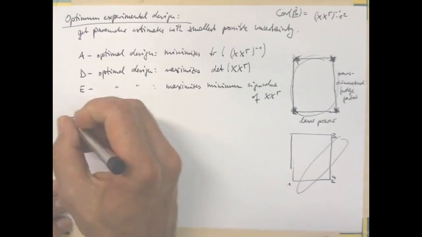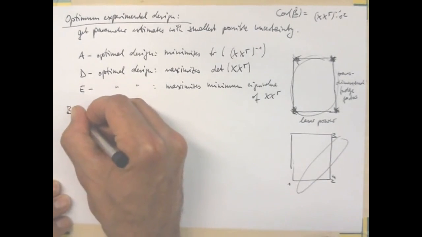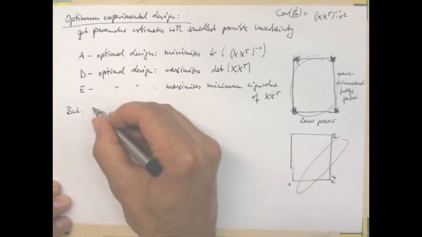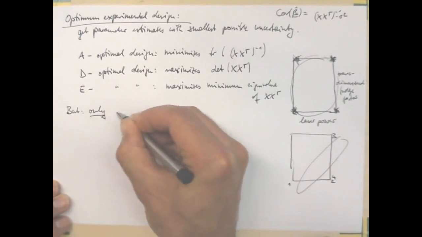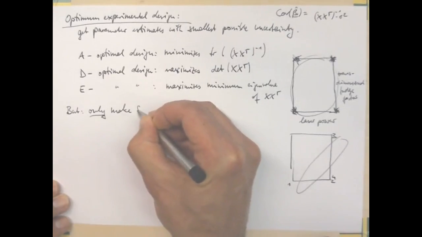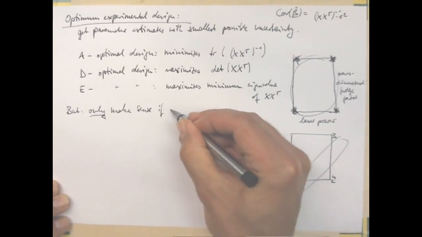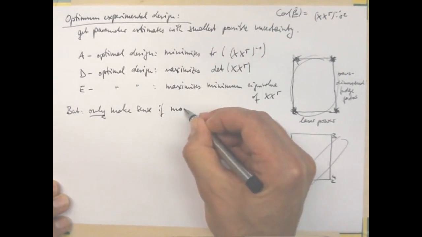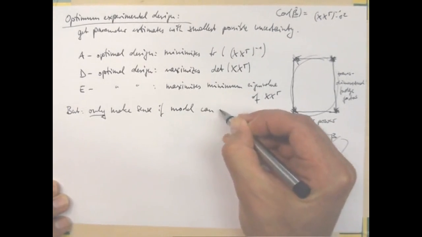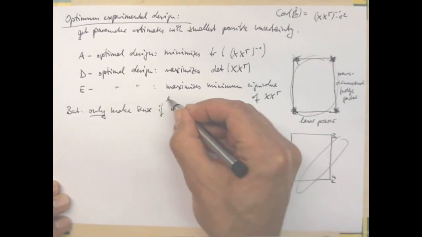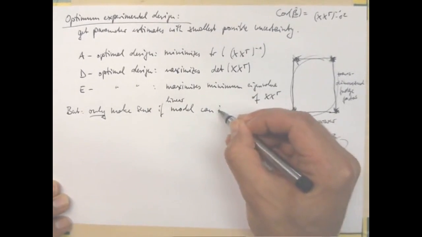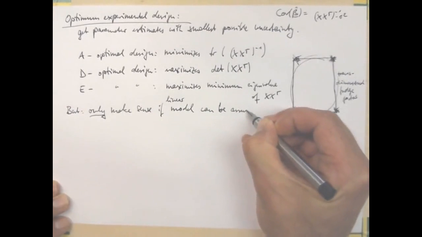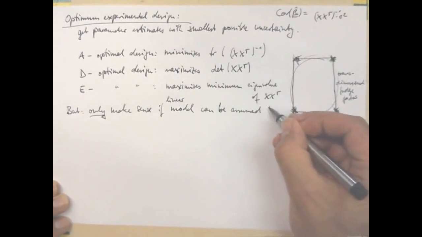But as you rightly said, all of these things only make sense if the linear model can safely be assumed to be true.